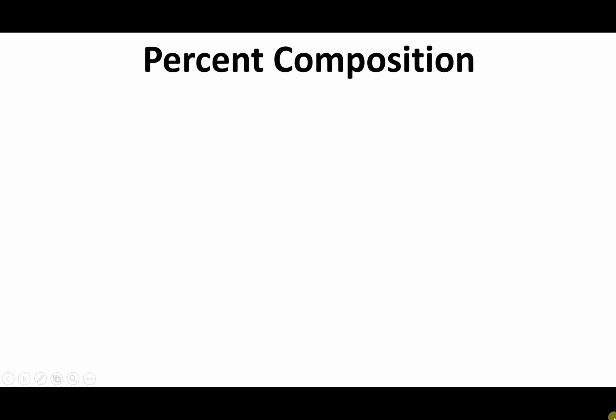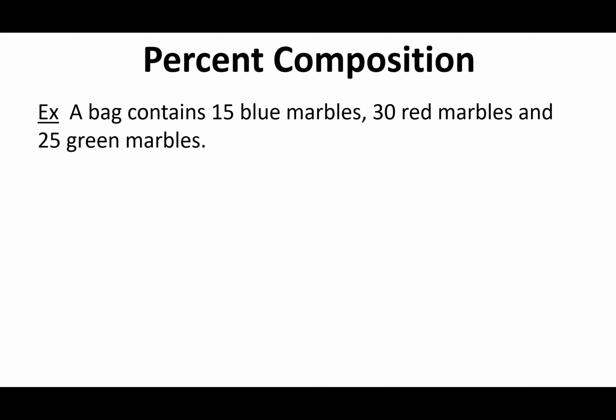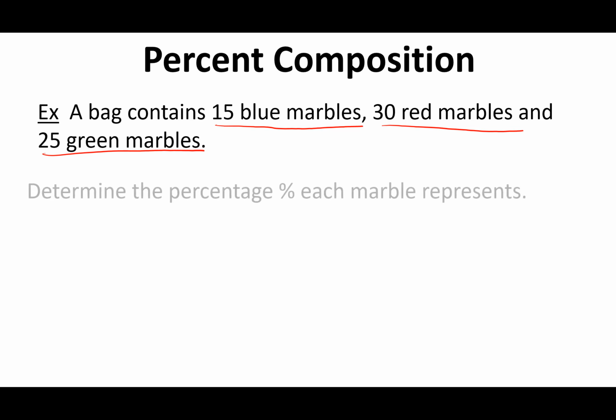In this lesson, we're going to look at percent composition. Before we get to that, though, I want to do a general example about percentage, and then that's going to lead us into our chemistry lesson here. So we've got an example where a bag contains 15 blue marbles, 30 red marbles, and 25 green marbles, and what I want to know is the percentage that each of these marbles is representing. So what percentage is blue, what percentage is red, what percentage is green.